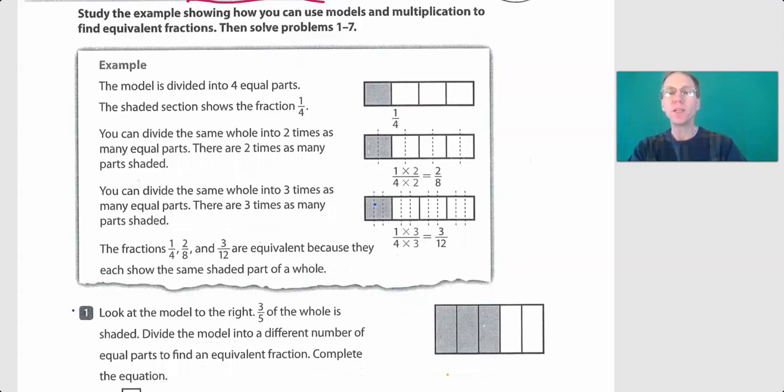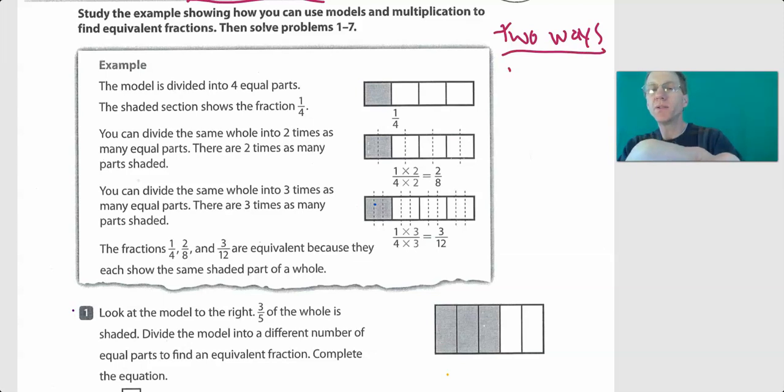We won't read through it, but basically this example is talking about three different equivalent fractions, and there are two ways to do it. You have two ways to find an equivalent fraction, and we'll be using those for common denominators too. One is you can do a model, just draw a picture like a pizza, and two, you can use multiplication.